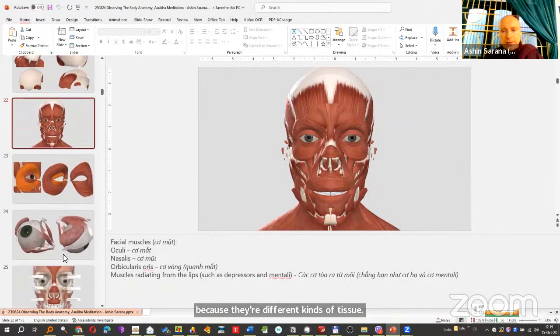So now we are looking at the facial muscles. There are a lot of facial muscles. That's also the reason why we can do so many grimaces and facial expressions. And we will be looking at some of them specifically.